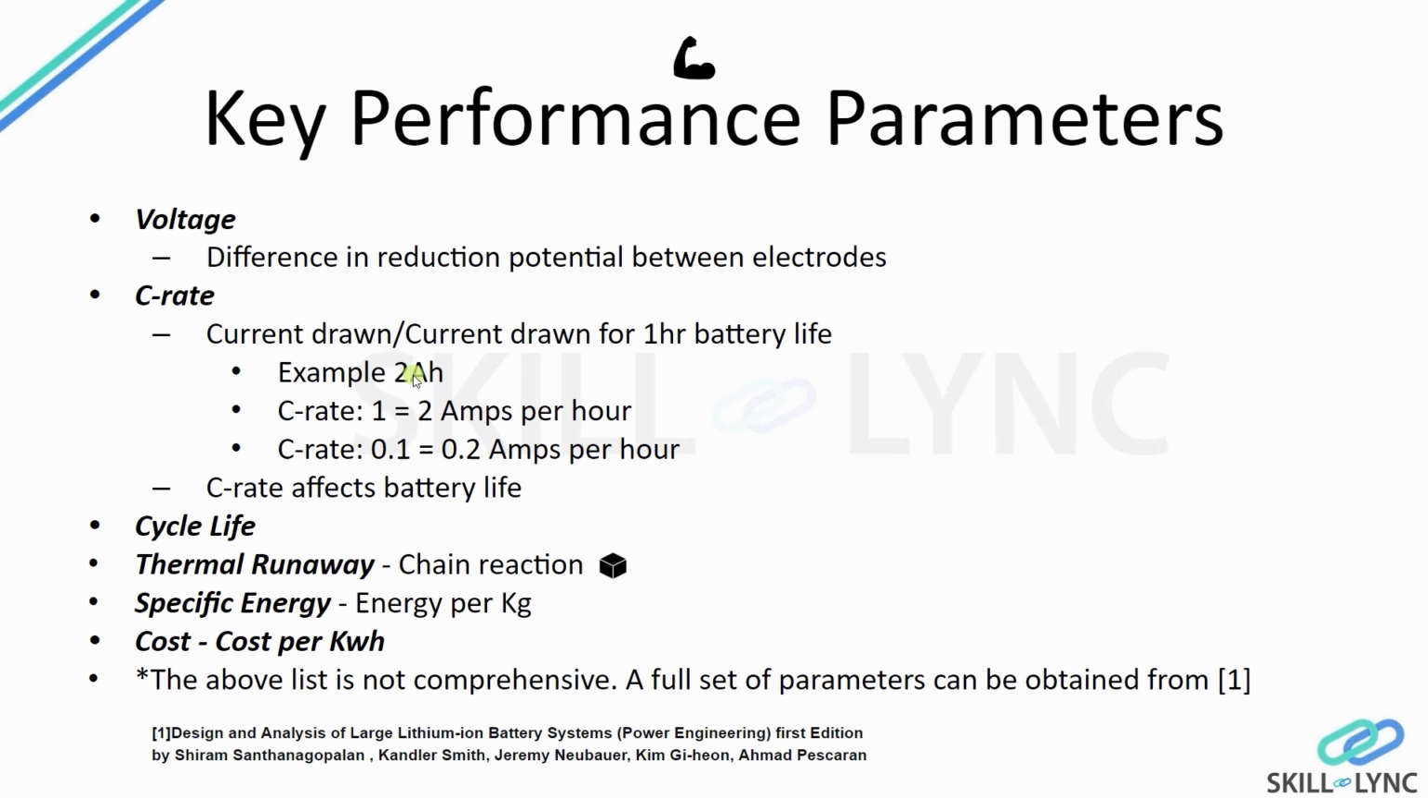In other words, the current that's being drawn, multiplied by the duration, should be equal to the battery capacity. So what is C rate? Well, C rate is nothing but the current drawn by the device divided by the current drawn for 1 hour battery life.